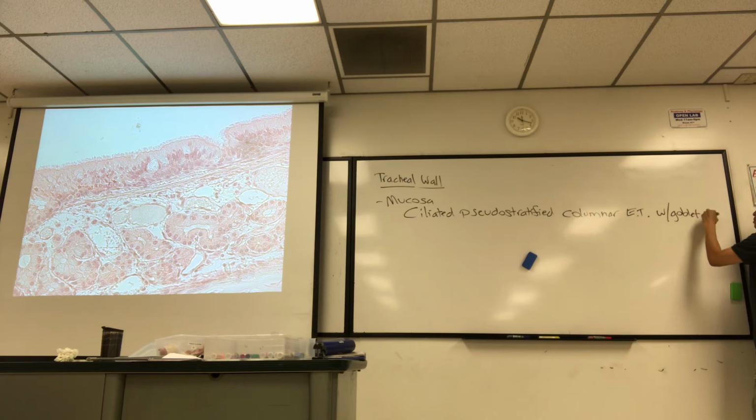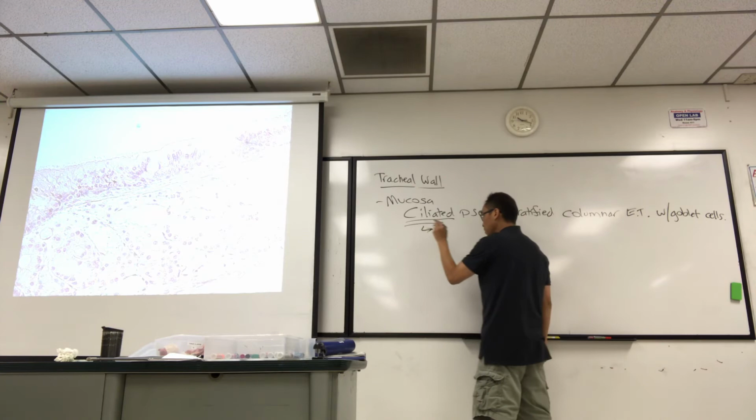Now it's a big long term and it describes this epithelium well and it points out an important function for a conducting zone type of structure. First of all, it's cilia. Lots of cilia. The cilia is good for catching debris, air particulates.